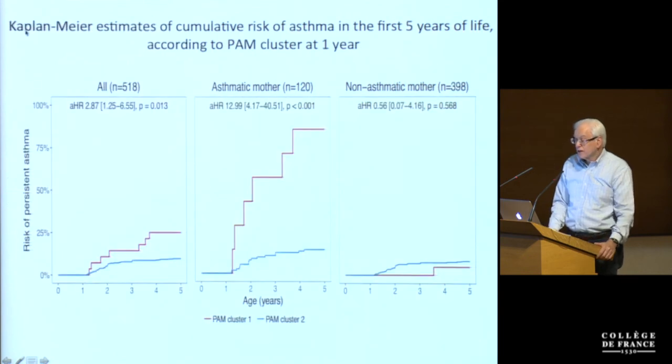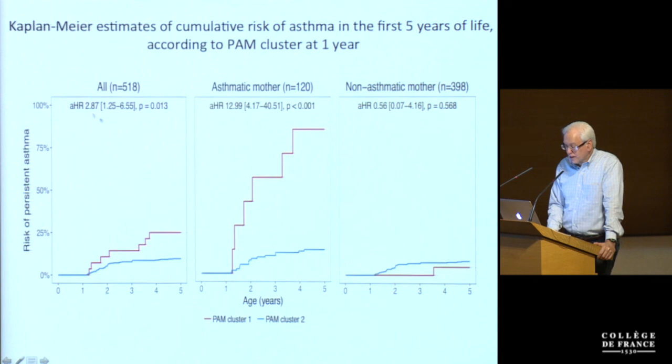We can look at this using a Kaplan-Meier estimate of cumulative risk. So across all the children in the study, kids whose microbiota at 1 year were in PAM cluster 1, that is, dysmature, had an increased risk of asthma. Their odds ratio was almost 3. When we looked at the kids born to non-asthmatic mothers, there's no relationship at all. But in the kids born to asthmatic mothers whose microbiome was in PAM cluster 1 at the age of 1 year, the odds ratio for developing asthma was 13.